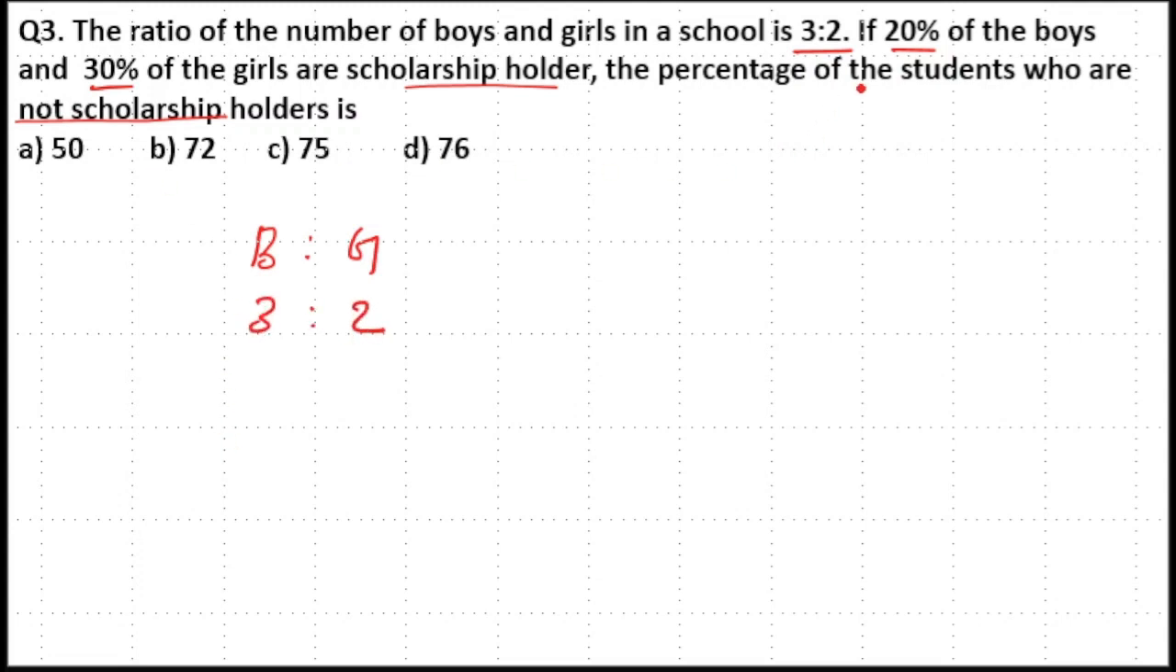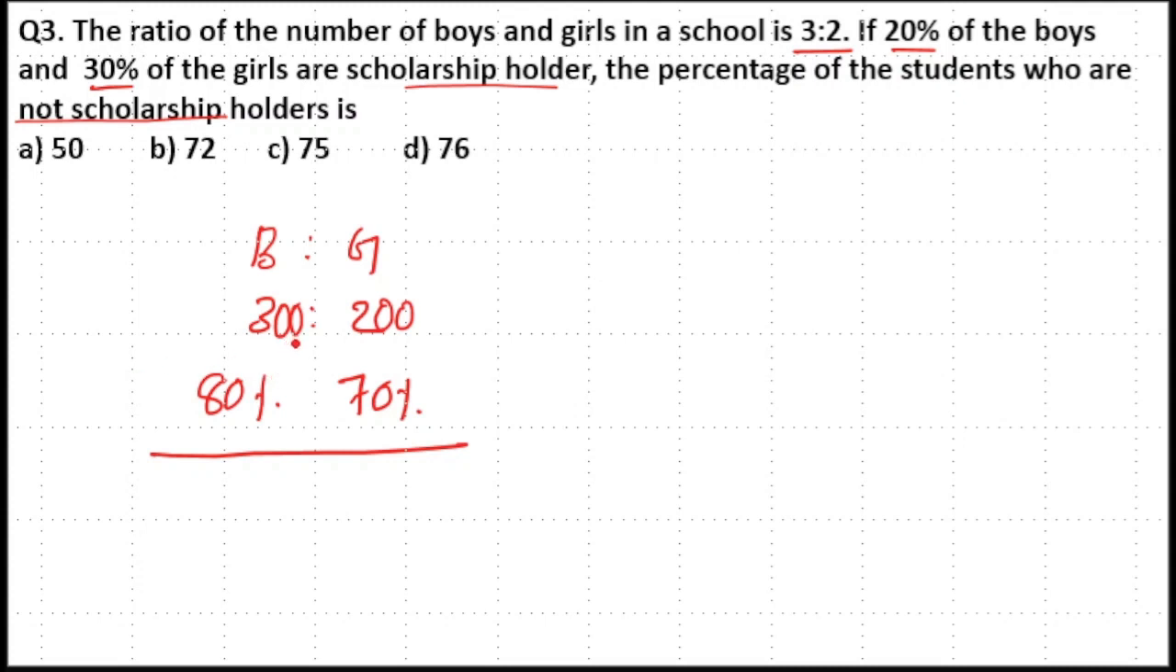And 20% of the boys and 30% of girls are scholarship holders. That means 80% of boys and 70% of girls are not scholarship holders. So here I will multiply the ratio with 100. That is 300 is to 200. Now 80% of 300.